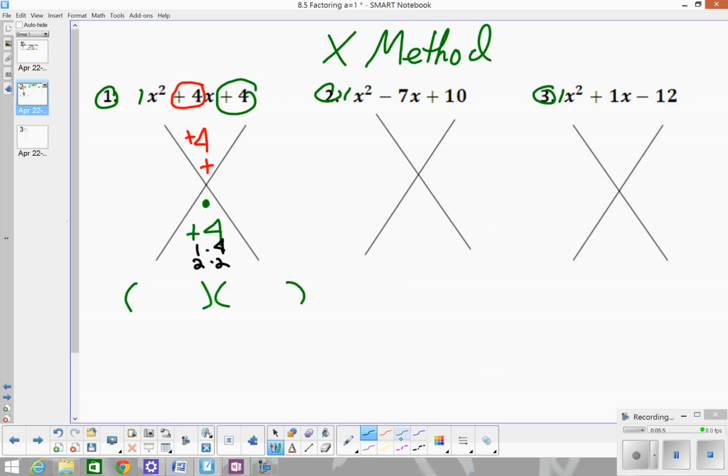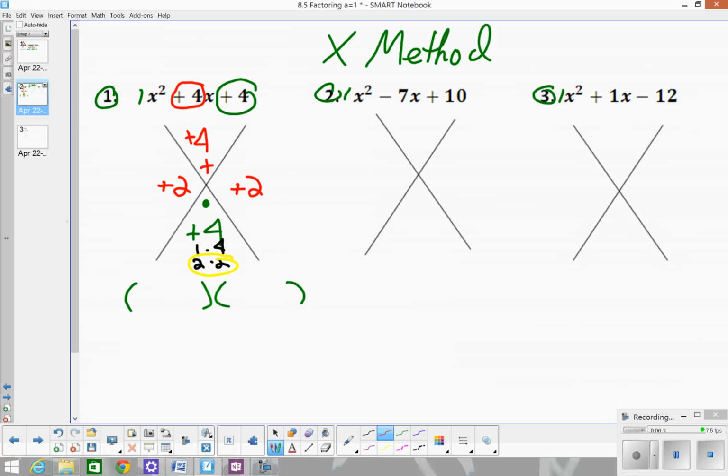So you're going to take that solution and you're going to write a 2 here and you're going to write a 2 here. Now, how do I make that 4? This has to be a positive 2. This has to be a positive 2. All right? Okay. Now, we're almost done.